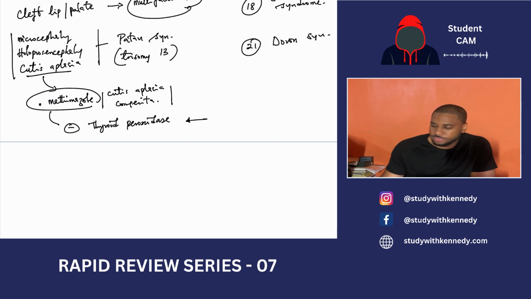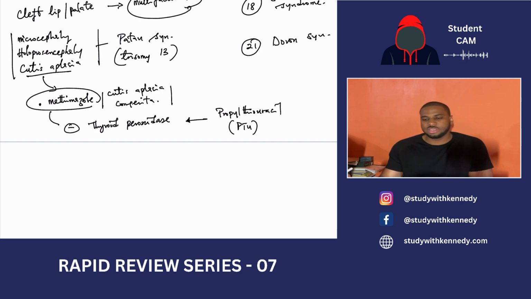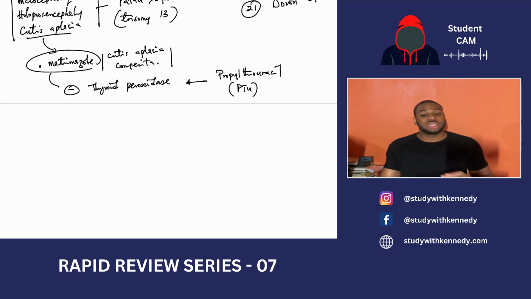What's the other medication that also inhibits thyroid peroxidase? They have the same mechanism of action. The other one that they use is propylthiouracil, PTU, right? Yeah. But propylthiouracil has an additional mechanism. You remember that propylthiouracil inhibits peripheral conversion of T4 to T3.